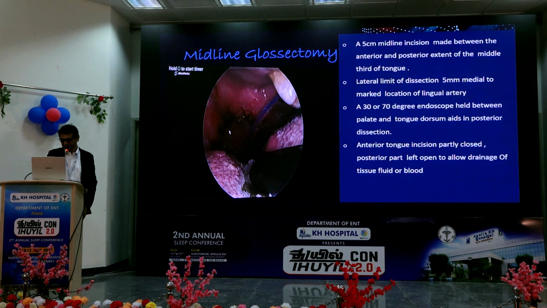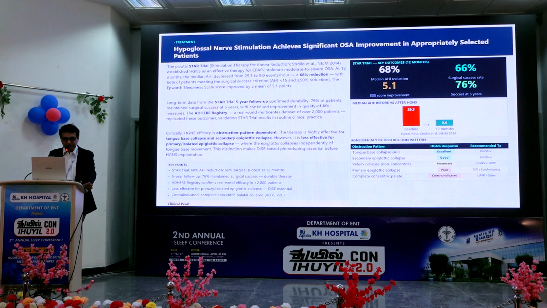Another newer technique is hypoglossal stimulation. I'm not going into the detail. It stimulates inspiration detected by a sensor, and stimulation is delivered to the hypoglossal nerve. The tongue protrudes anteriorly and the airway opens. This is the mechanism of the hypoglossal nerve stimulation. Almost 68% outcome at 12 months is the success rate, and the surgical success rate is almost more than 76%.